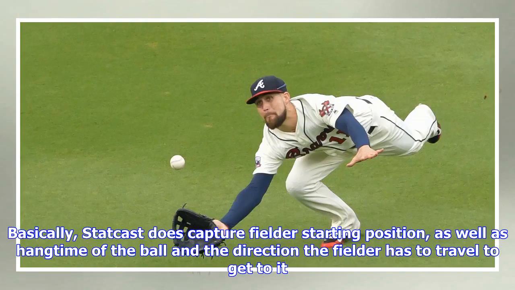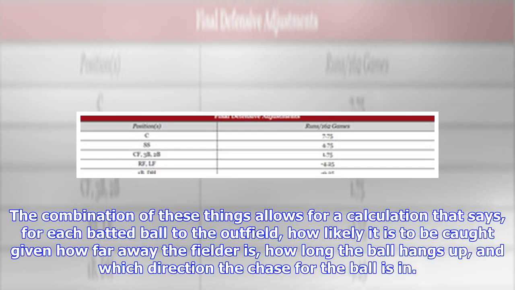Basically, Statcast does capture fielder starting position, as well as hang time of the ball and the direction the fielder has to travel to get it. The combination of these things allows for a calculation that says, for each batted ball to the outfield, how likely it is to be caught given how far away the fielder is, how long the ball hangs up, and which direction the chase for the ball is in.